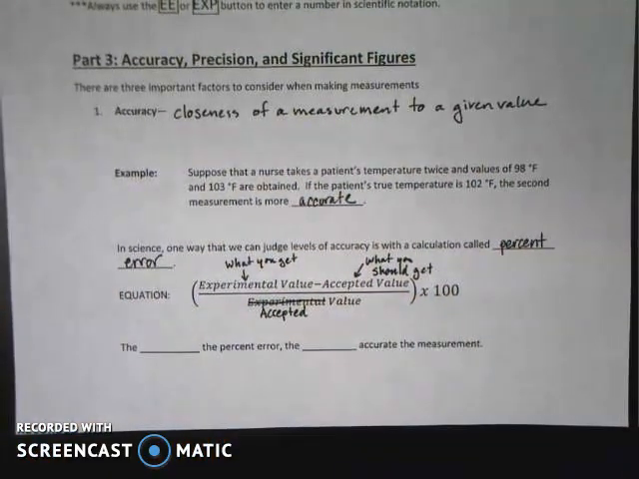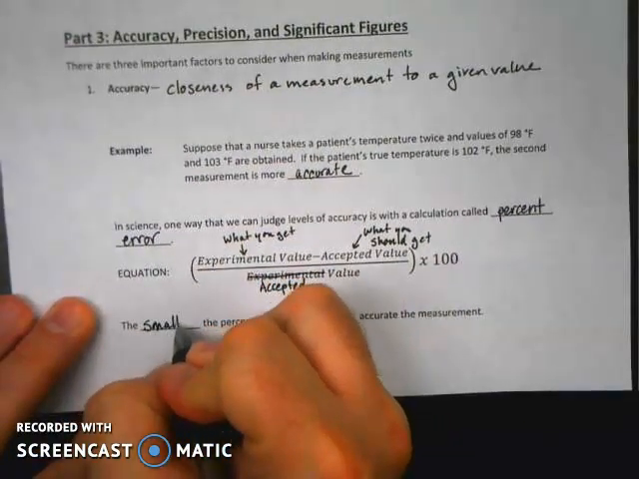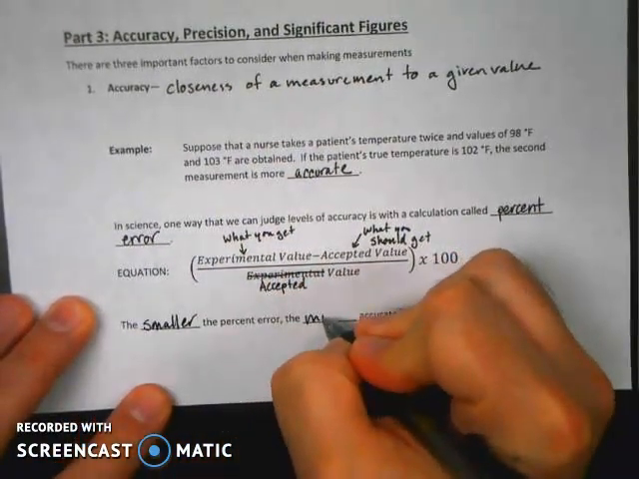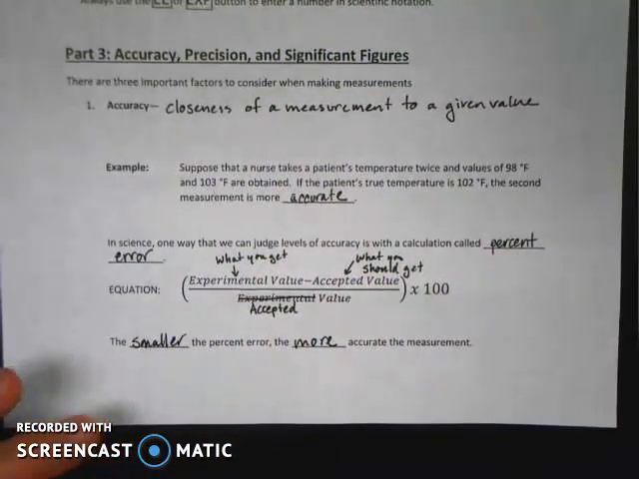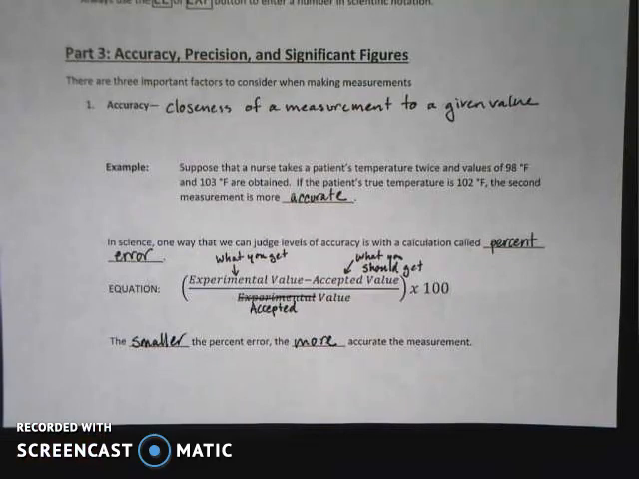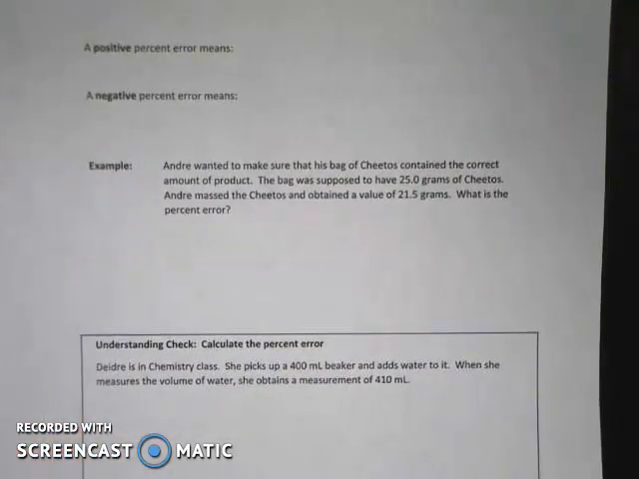So based on that, just like in anything, the smaller the error, the better. So the smaller the percent error, the more accurate the measurement, and vice versa. So we can actually get positive and negative percent errors. So if we go to the next page, we can talk about that.